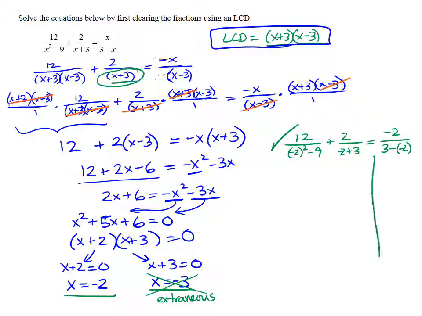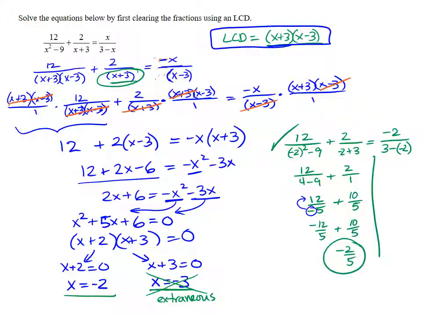All right, so simplify the left and the right-hand side. So I've got 12 over 4 minus 9 plus 2 over 1. 12 over 4 minus 9 would be 12 over negative 5 plus 2 over 1. I need a common denominator to add it to the first fraction, so I'm going to write that as 10 over 5. 10 over 5 is the same thing as 2. Now, when you're working with a negative, again, with fractions, it's going to be better to make that negative go up top. So this is a negative 12 fifths plus 10 fifths, which when I add those numerators gives me negative 2 over 5. So my left-hand side is negative 2 fifths.